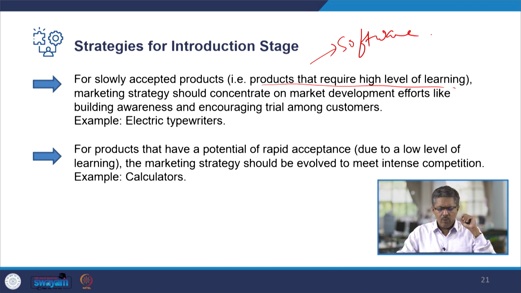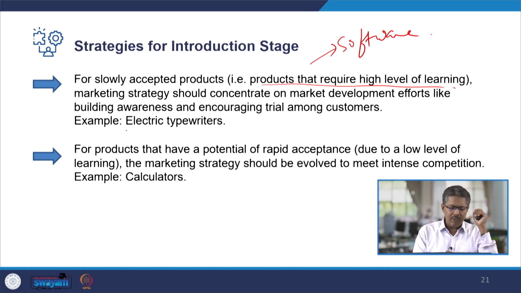Now, so the point is, for slowly accepted products, the marketing strategy should concentrate on market development efforts, like building awareness and encouraging trial among the customers. There have been cases where companies have put in lots and lots of money in giving free demonstrations, and whenever possible, they gave a lot of free samples to the public, so that the potential customer could get an idea about what the product is all about.